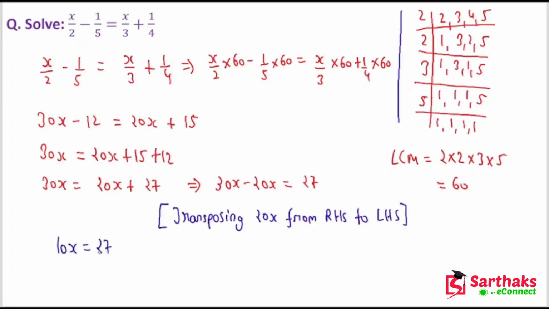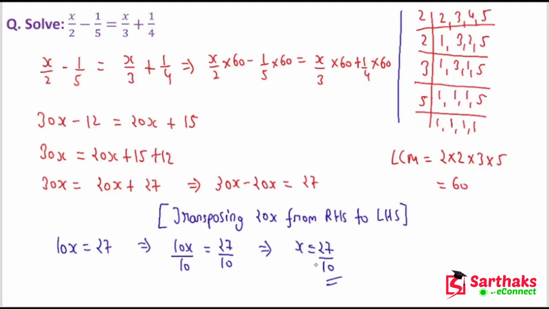Now again, the method of transposition works. We would divide by 10 on both the sides. It would be 10x upon 10, or you can directly cross multiply 10 to the denominator. So dividing both the sides by 10, you will get 10x upon 10 is equal to 27 upon 10. This is one step, and then you will get x equals 27 upon 10. You could have cross multiplied 10 to the denominator. That is also called transposing, right? So we have x equals 27 upon 10, and this is the solution of the given equation.